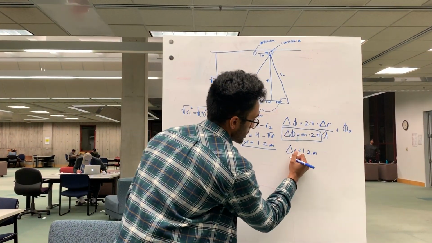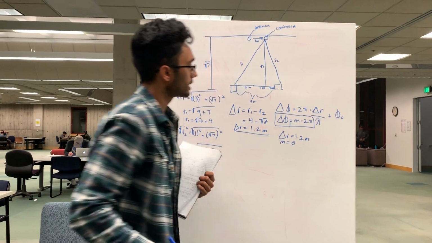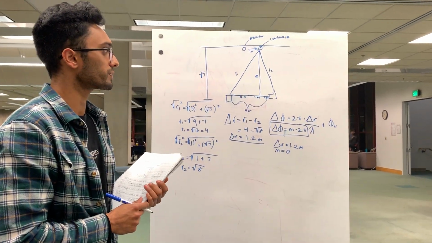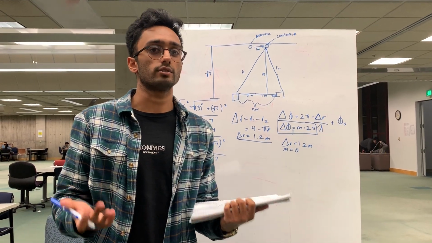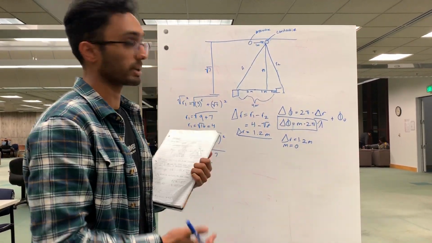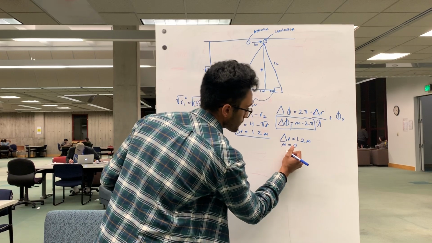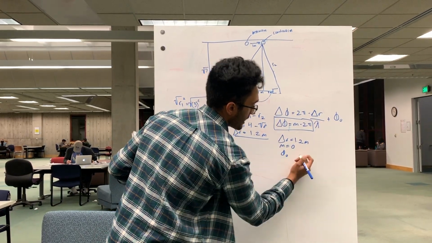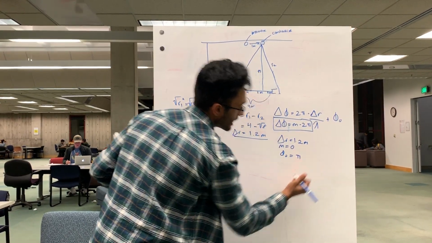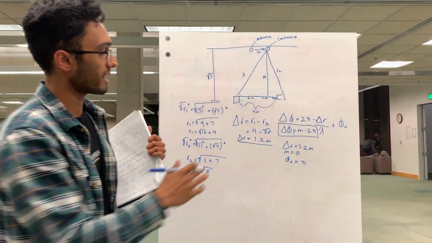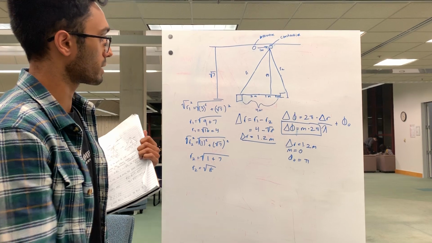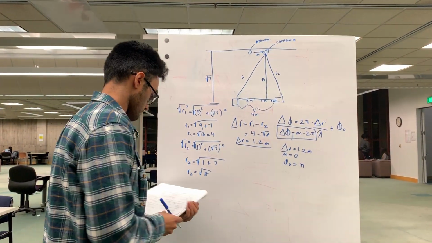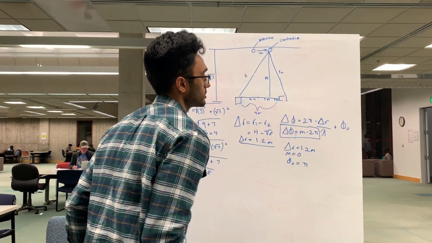So we also know that m is equal to 0, and because the speakers are out of phase, which they address in the beginning of the problem, we also know that phi naught is equal to pi. So we have all of our variables here to solve for that wavelength. What we're going to do is set these equal to each other.